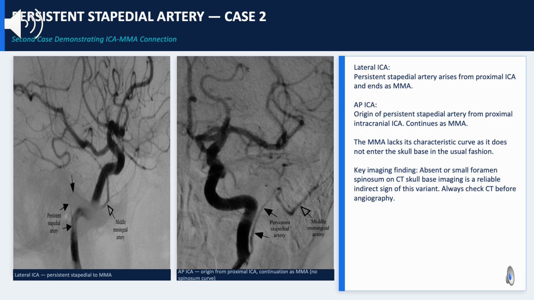In a patient with an absent foramen spinosum who requires MMA embolization, the procedure is contraindicated via standard ECA approach. An ICA approach with extreme caution for ophthalmic artery protection would be required. This variant, though rare, is encountered regularly enough in a busy interventional practice that it must be in every operator's mental checklist.